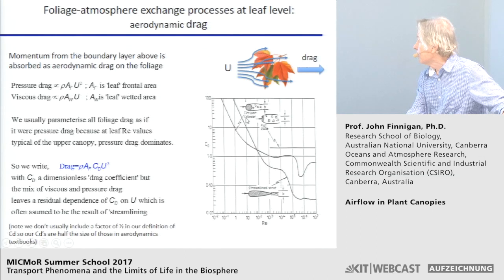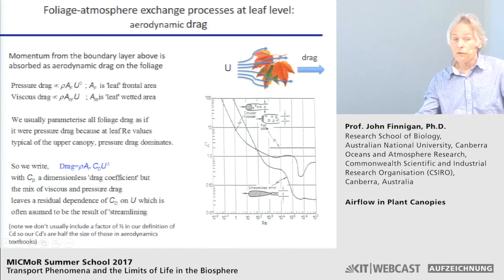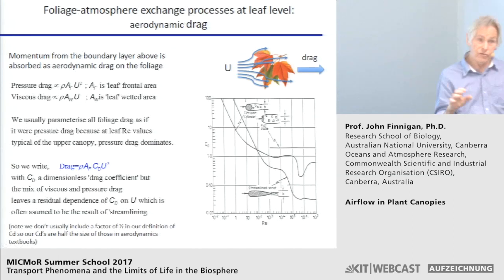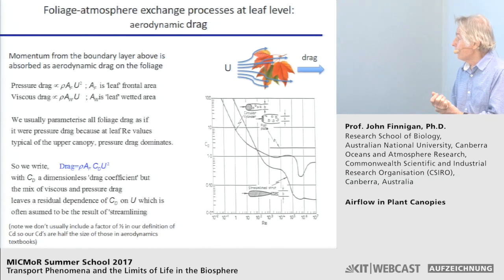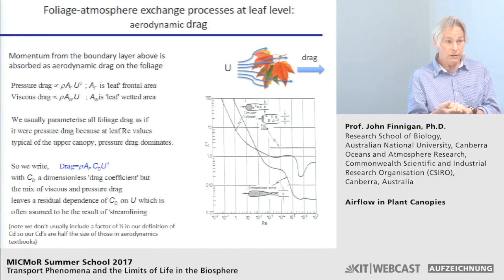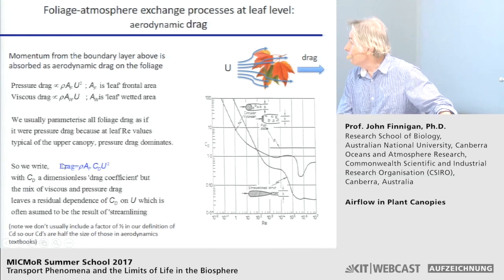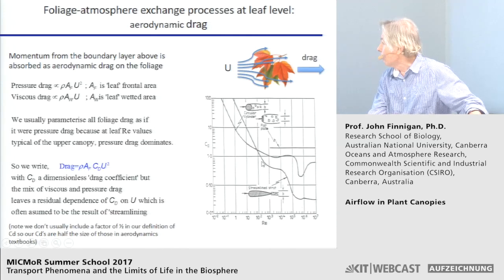If we look at a circular cylinder, for example, and if we parameterize all the foliage drag as if it was pressure drag for the reasons I just said, we can write that the drag is equal to the density times the frontal area times the universal drag coefficient times the square of the wind speed. And this universal drag coefficient, a dimensionless number, is usually assumed to be a function of the geometry. But because we've actually got a mixture of viscous and pressure drag, there's some residual dependence on the wind speed in the drag coefficient. So if the wind speed is low, then the drag coefficient, because we've made things dimensionless with the square of the wind speed, will appear to climb.